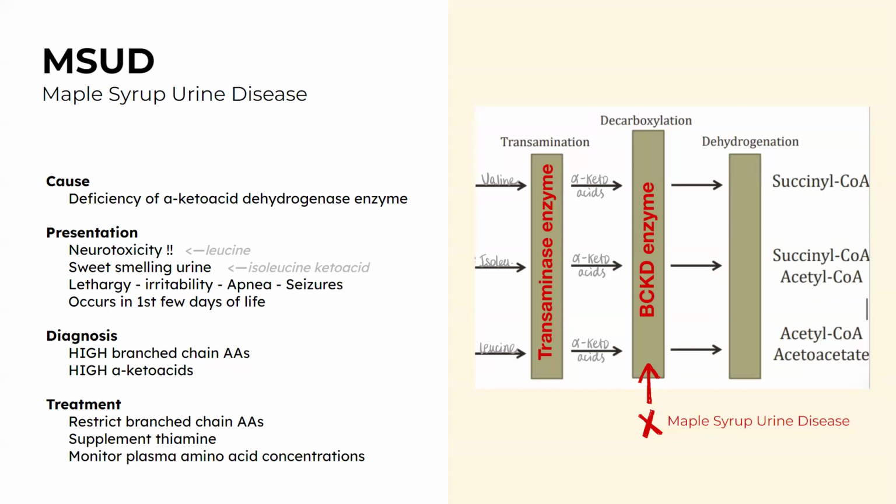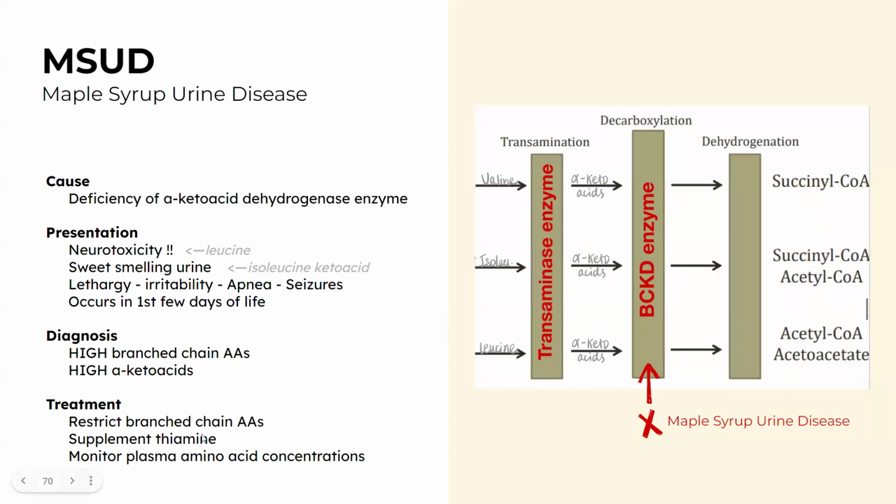Okay. Now for diagnosis, again we said we have high valine and high keto acids. So you'll see high levels of, sorry, high valine, isoleucine, and leucine. So high branched chain amino acids and high alpha keto acids. And for treatment, obviously you're going to restrict the branched chain amino acids because they're just accumulating and causing these toxic metabolites to accumulate. They don't want that. They just restrict the branched chain amino acids from their diet.